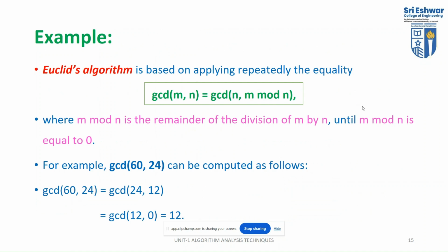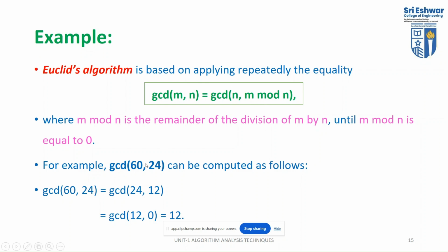Euclid's algorithm is based on repeatedly applying the equality GCD of m comma n is equal to GCD of n comma m mod n, where m mod n is the remainder of the division of m by n, until m mod n is equal to 0. So here we will consider finding the GCD of two integers, 60 and 24. This GCD can be found by using the formula given here, GCD of m comma n equals GCD of n comma m mod n.